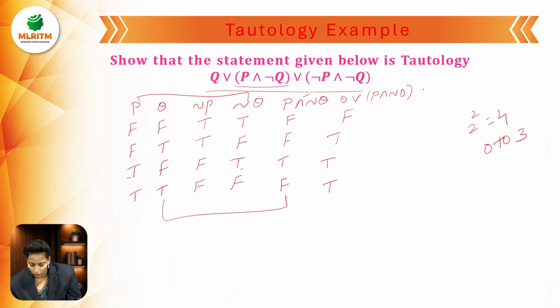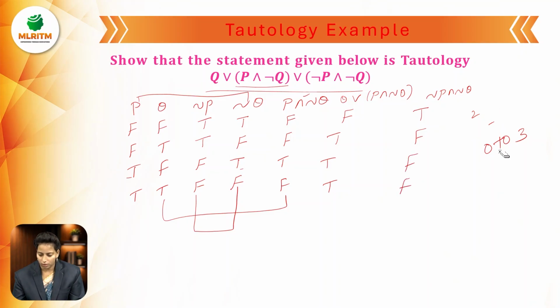Next, negation P and negation Q. So apply conjunction in between negation P and negation Q. The truth table says if both are true, then the result is true. Otherwise false. If both are true, then the result is true. Otherwise it is false only.